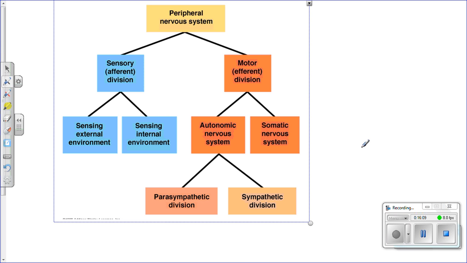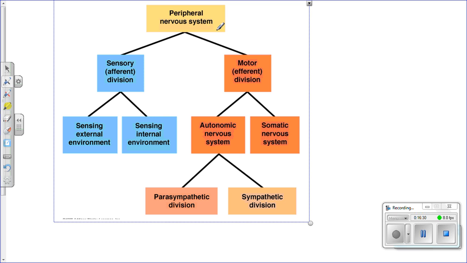Last couple pieces as far as the nervous system goes is looking at inputs versus outputs. So sensory is going to be your input piece. So we have sensing the internal environment and the external environment. Both of those come in. That's part of your peripheral nervous system, right, away from your central. Remember, the central nervous system is your brain and spinal cord. Peripheral nervous system is pretty much everything else.